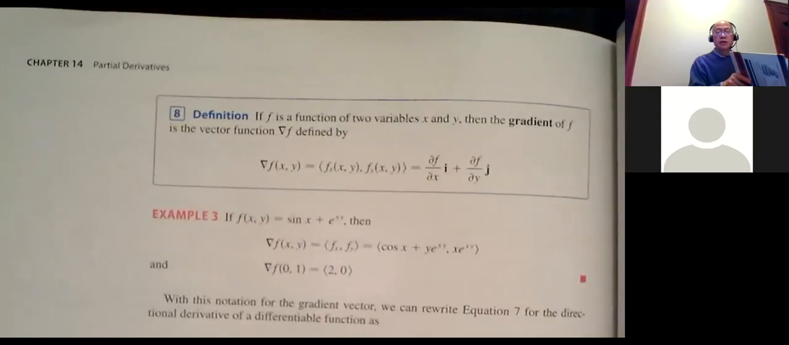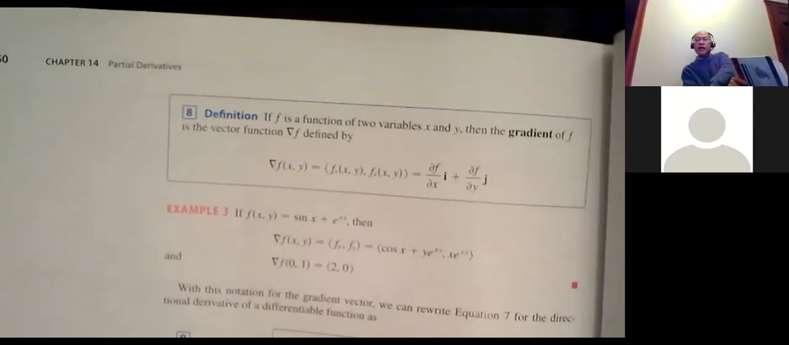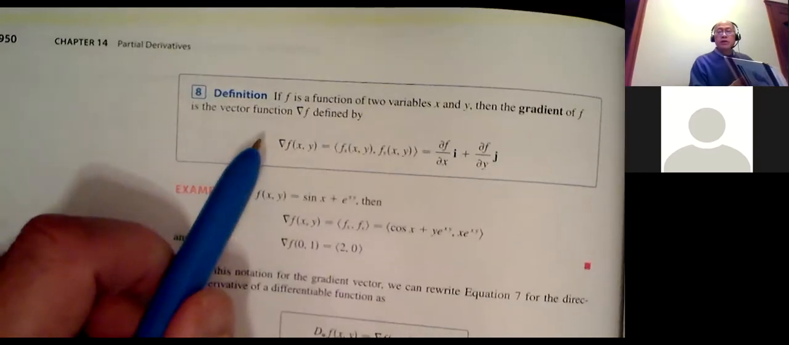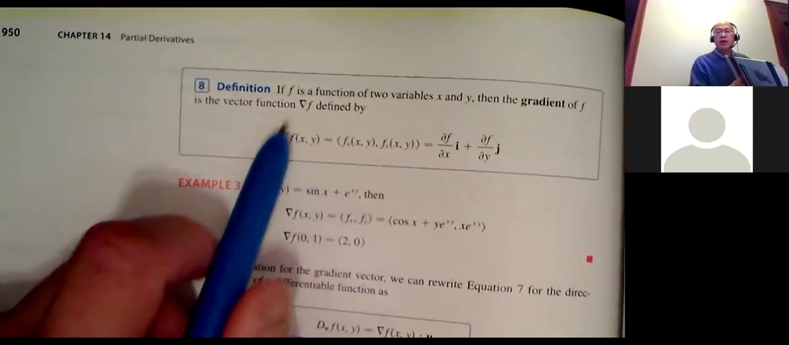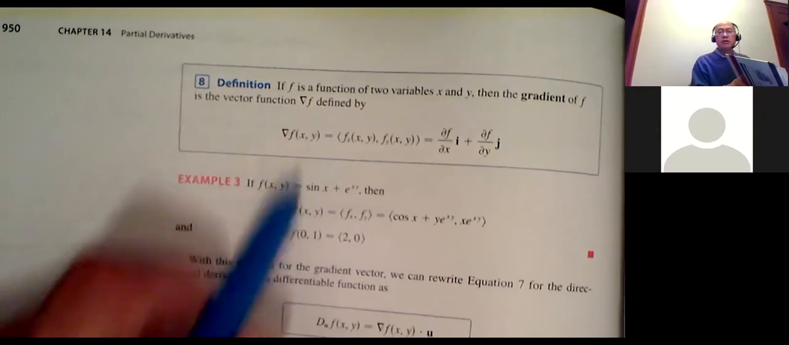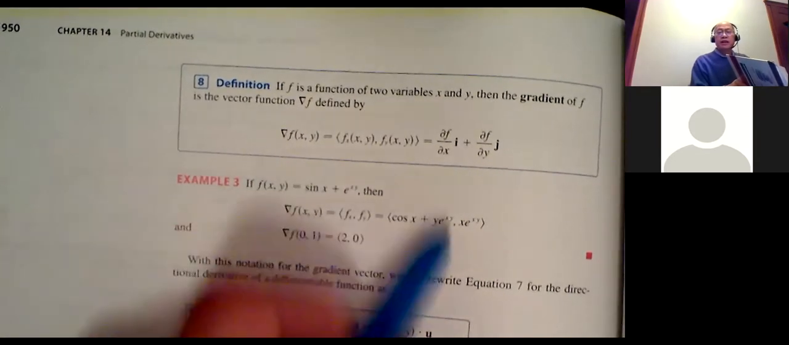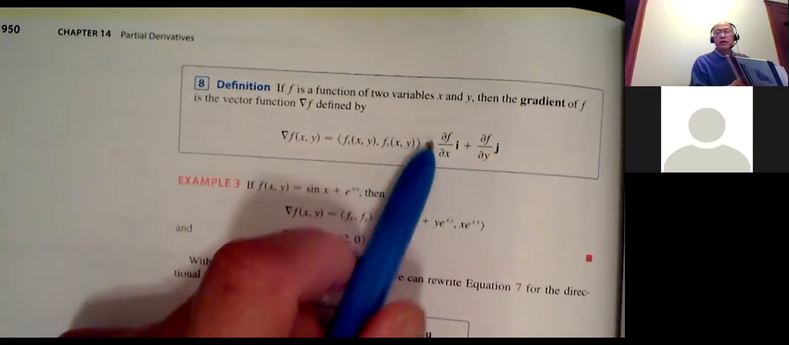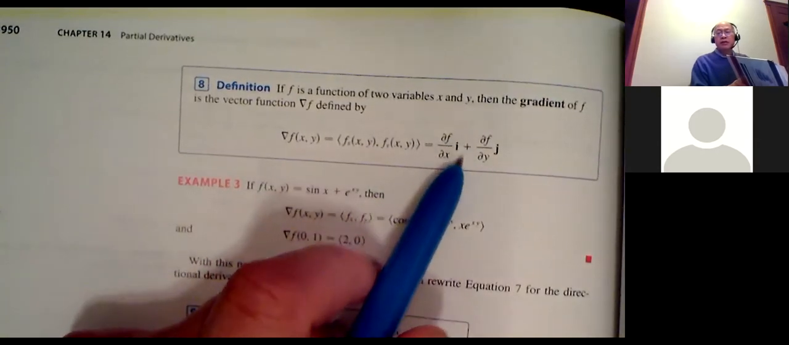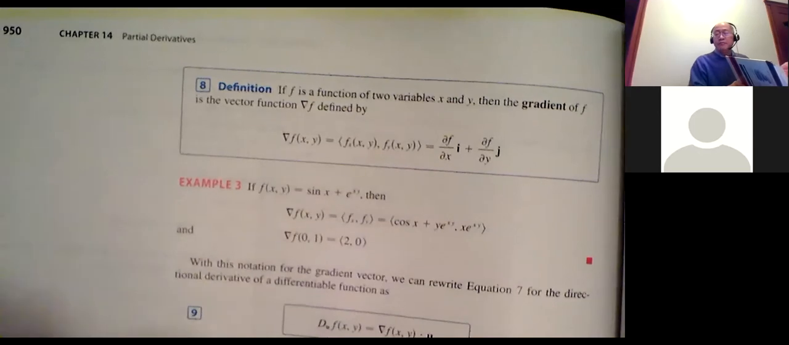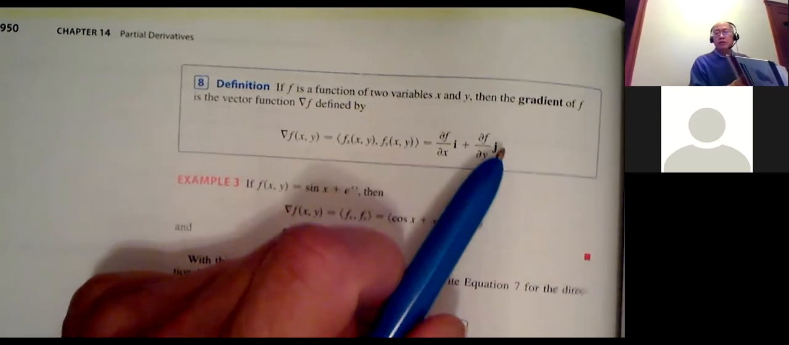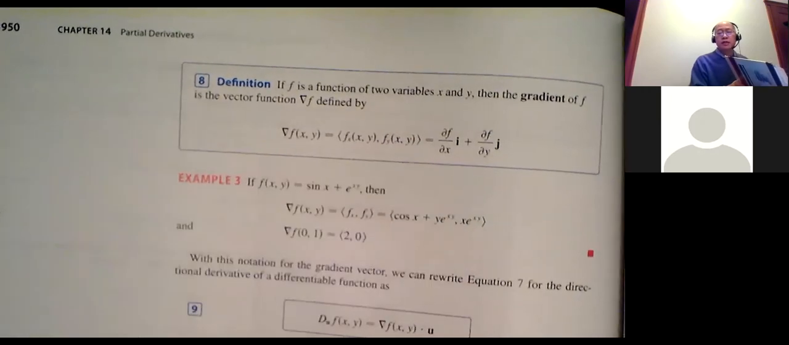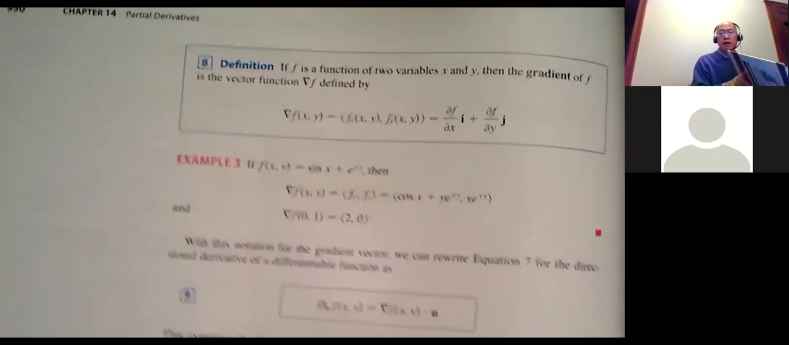So the 2-dimensional flavor of the gradient vector, page 950, so put this on your cheat sheet. The gradient of f. We will write either grad f, G-R-A-D f, or del f, the upside down triangle. It's a vector. It's basically fx, fy, or partial of f with respect to x i plus partial of f with respect to y j. Again, I think it's better for you to put the three-dimensional flavor, put the partial of f with respect to z k. And that's the three-dimensional formula for the gradient.